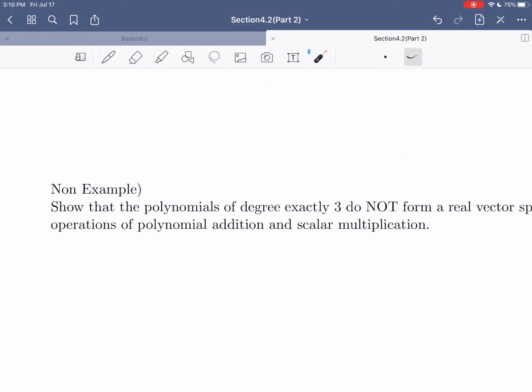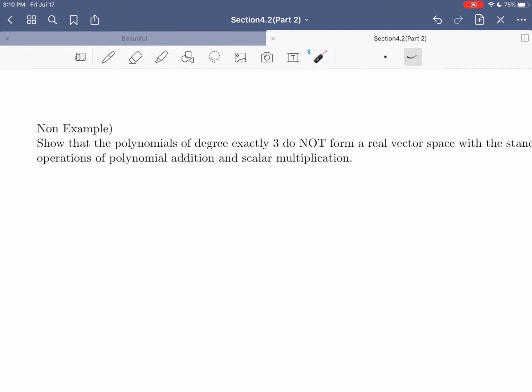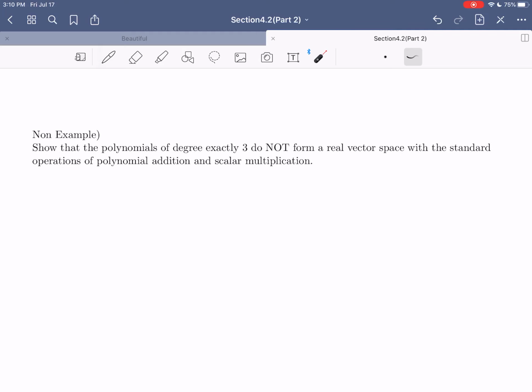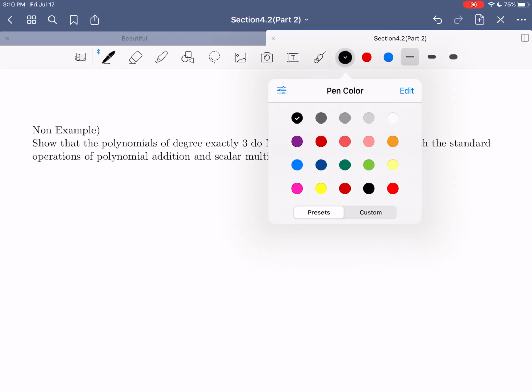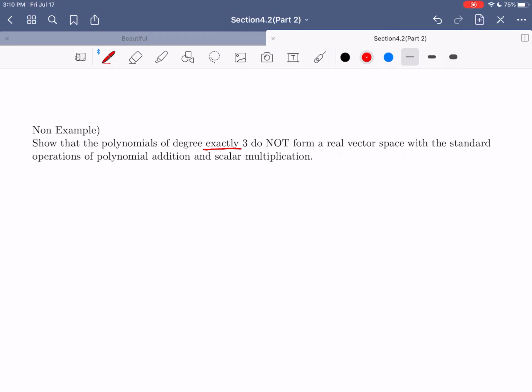So the first non-example that I'd like to look at is we're going to show that the polynomials of degree exactly 3, so notice that this is what makes this one a little bit different than what we just did, do not form a real vector space with the standard operations of polynomial addition and scalar multiplication.